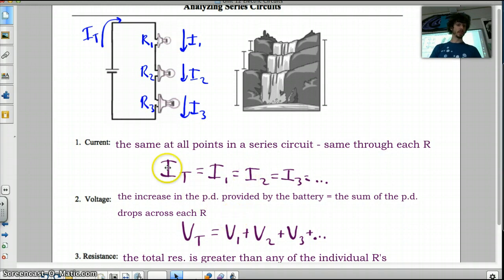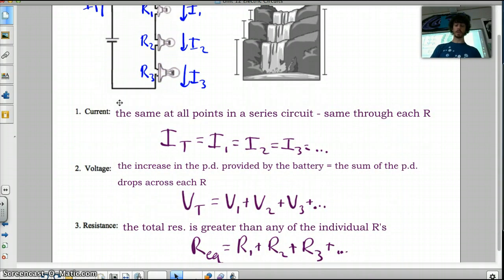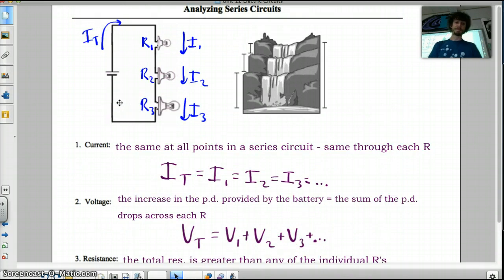However, the voltage that the battery provides gives us an increase in potential difference here. That increase in potential difference is equal to the sum of the potential drops. So we say there's a drop in potential across this resistor and a drop in potential across resistor 2 and resistor 3. Those drops all add up to equal the total voltage.